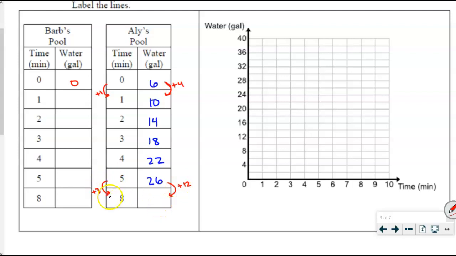If I'm adding 3 minutes, that means I'm adding 4 gallons, 4 more gallons, 4 more gallons, each of those 3 minutes, for a total of 12 gallons. So 26 plus 12 is equal to 38.